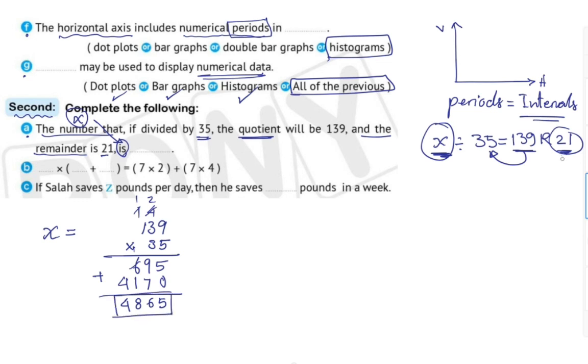Don't forget to add the remainder. Now I will add remainder 21. 5 plus 1 equals 6. 6 plus 2 equals 8. 8, 4. So the value of x is 4,886.